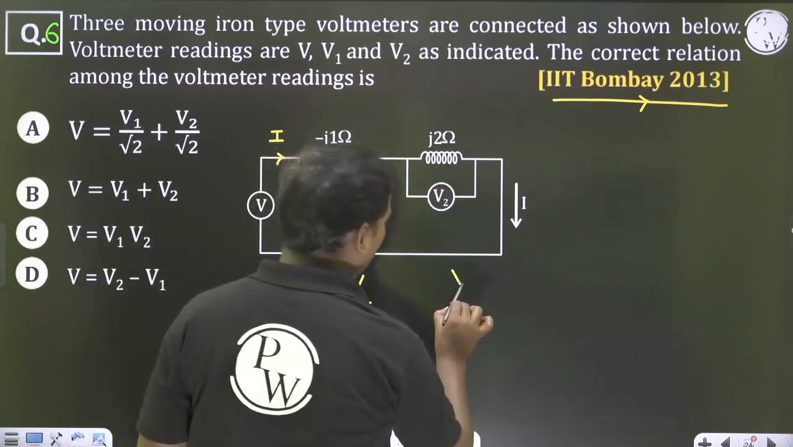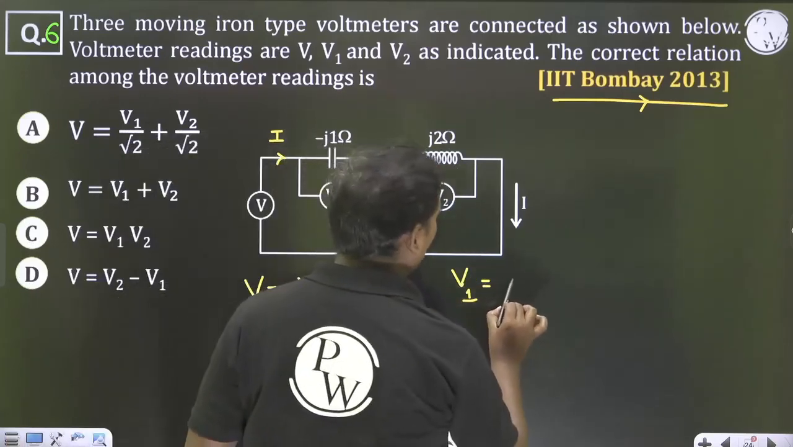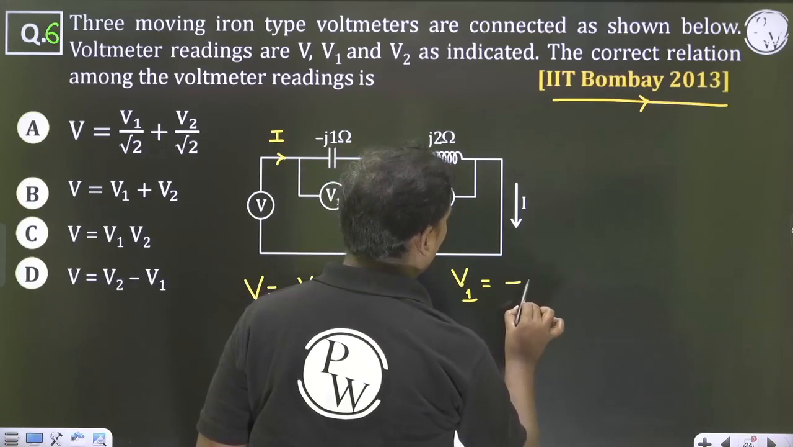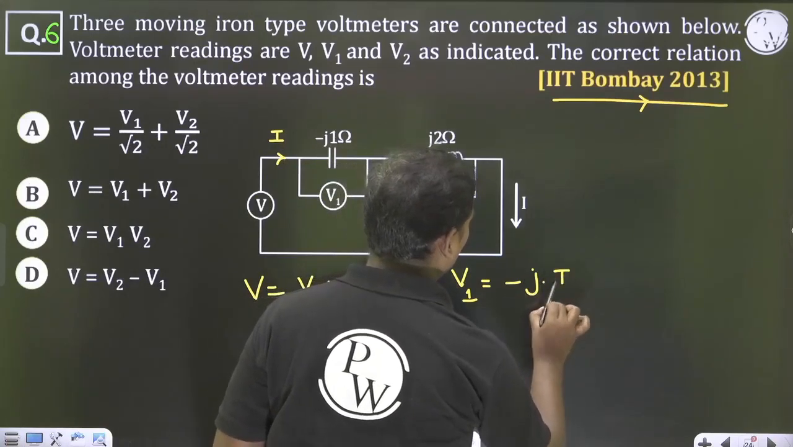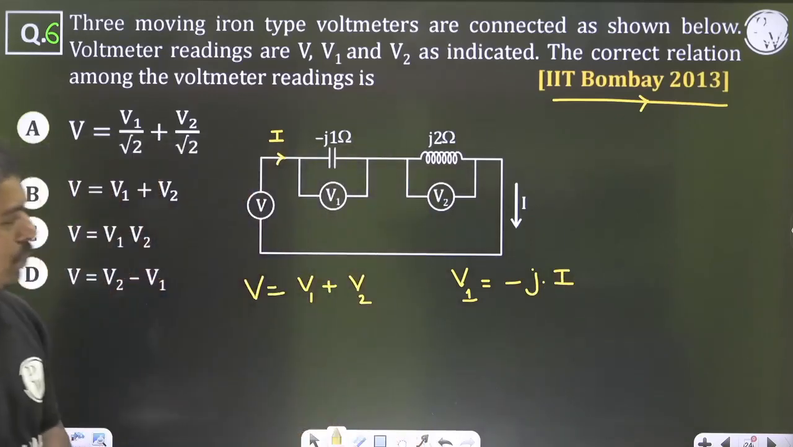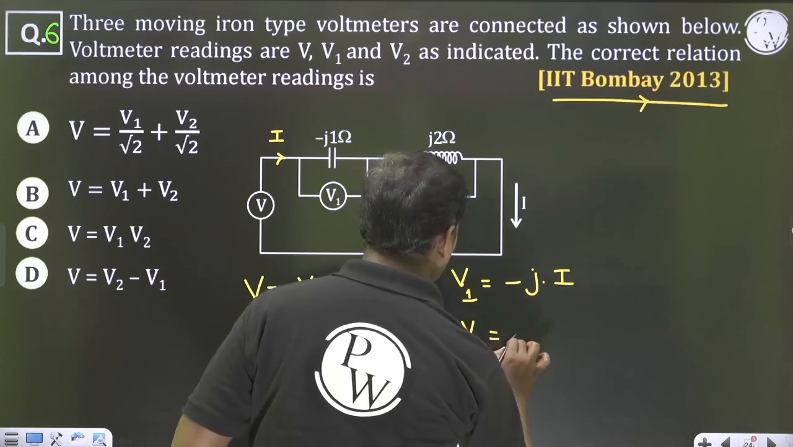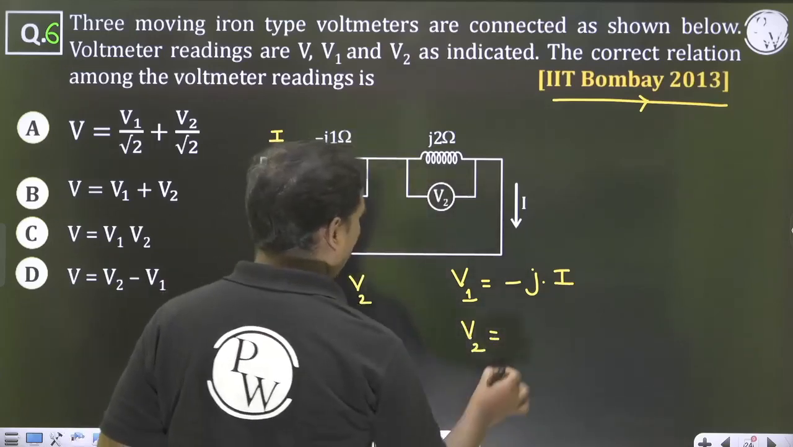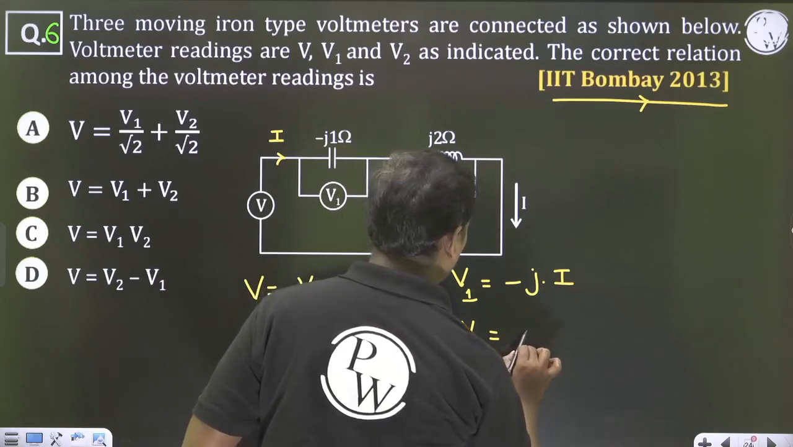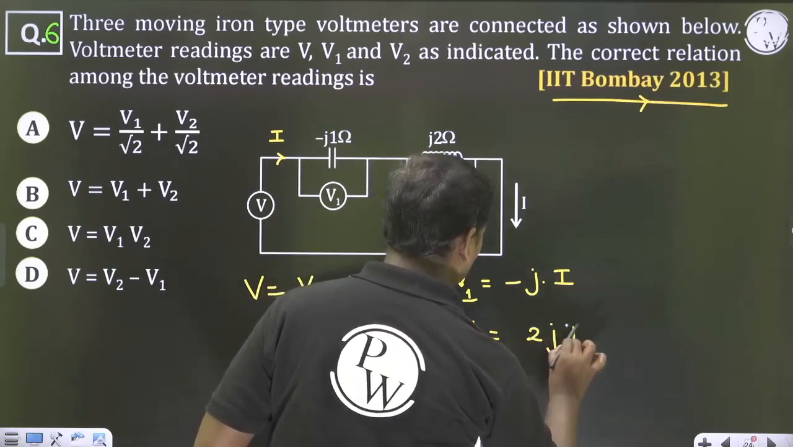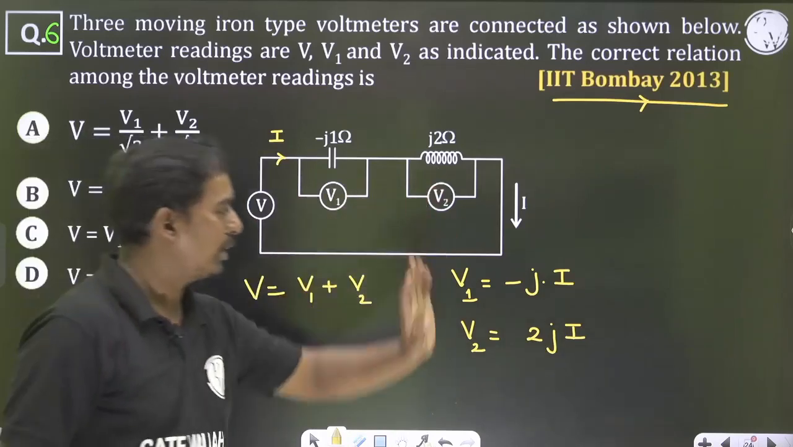So what is V1? V1 is equal to I into minus J1, so I can write minus J into I. So what is V2? V2 is plus 2J into I. Okay, so this is the expression, 2J into I.